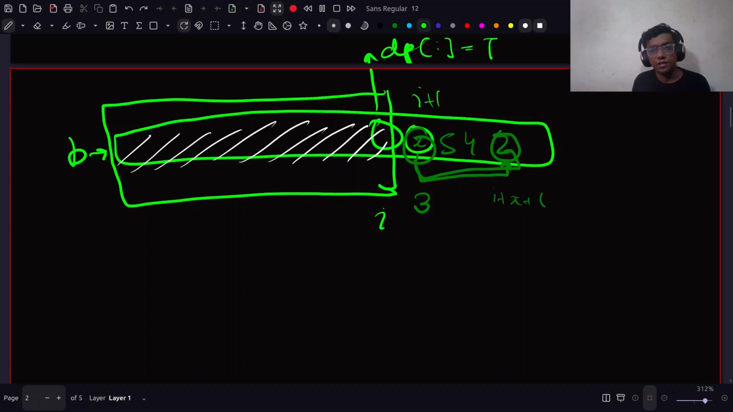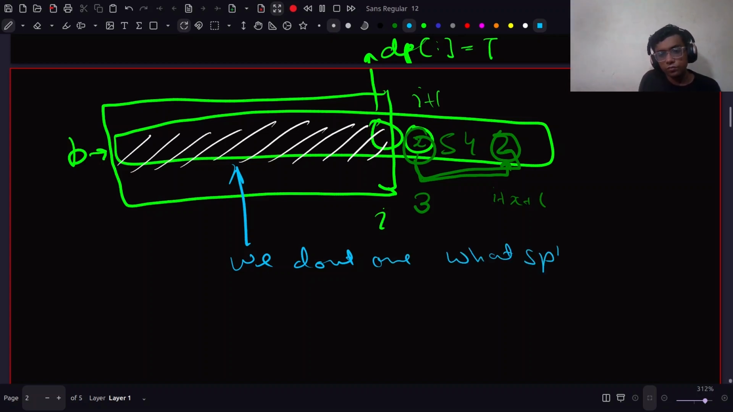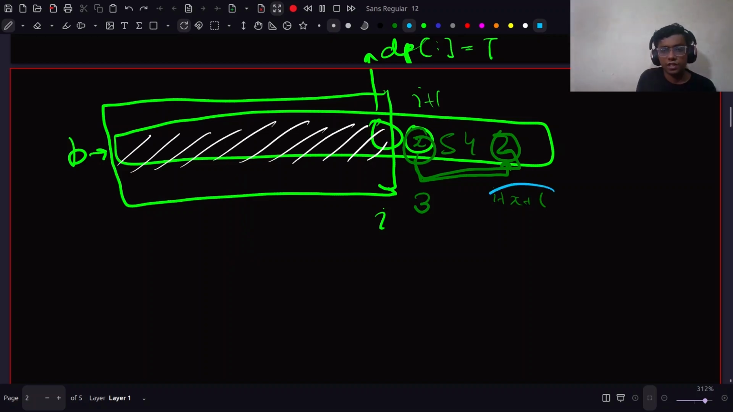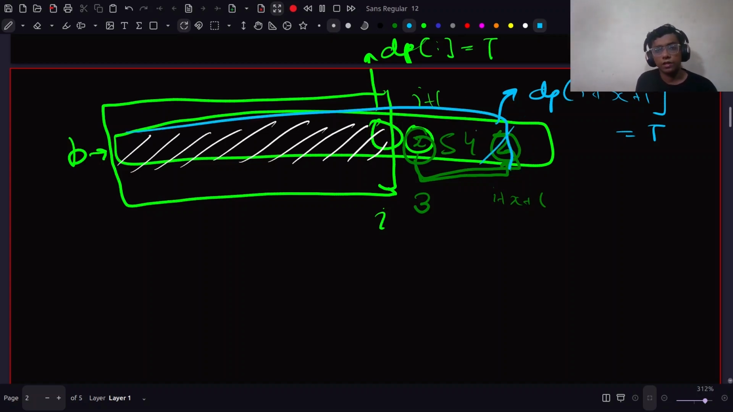So the key difference between this and our exponential brute force is, we don't care what the split is. We just know that it's yes or no, right? So we know it is possible to split. So it should be possible to split for I plus x plus 1 as well, right? So we can basically say that dp of I plus x plus 1 is also equal to true. If this is a valid chunk till here, then till here also will be a valid chunk. Let me just mark that in blue. So this whole thing can also be split into valid chunks.